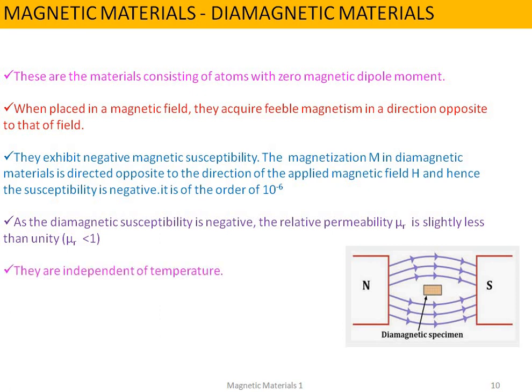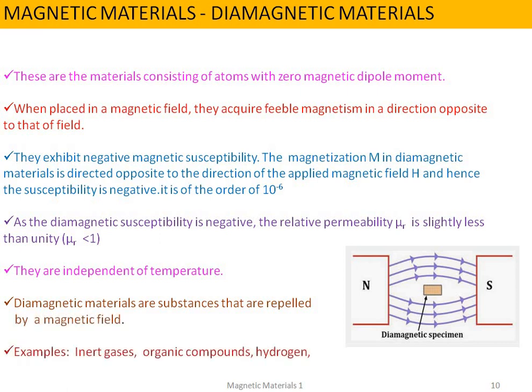These diamagnetic materials are independent of temperature. Some examples of diamagnetic materials are inert gases, organic compounds, hydrogen, air, water, gold, silver, and bismuth. These are some of the examples of diamagnetic materials. So once again, what are diamagnetic materials?